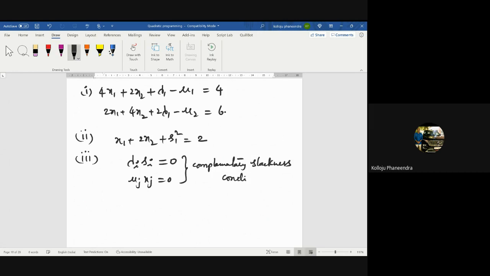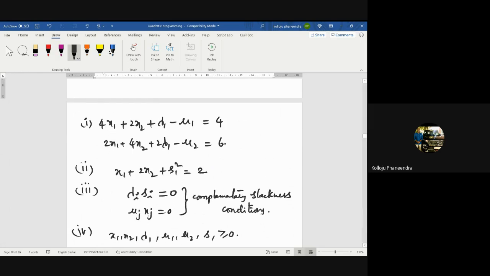Complementary slackness. If there is any doubt in this complementary slackness condition, that will be cleared while solving the problems. These are the conditions, and the last one is: all the variables x1, x2, lambda 1, mu 1, mu 2, s1 are greater than or equal to 0. Now I have written this one.